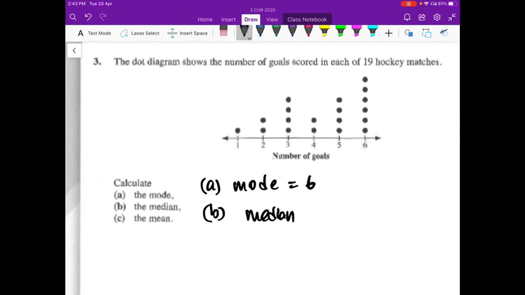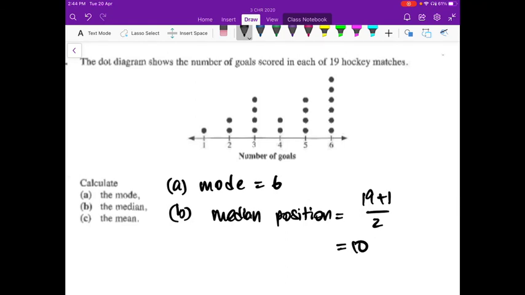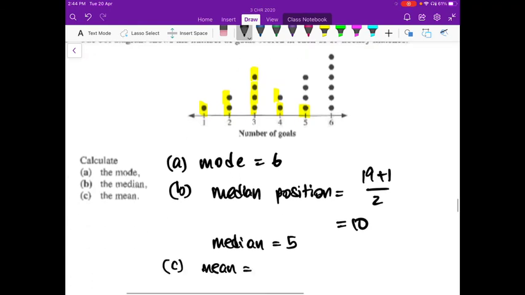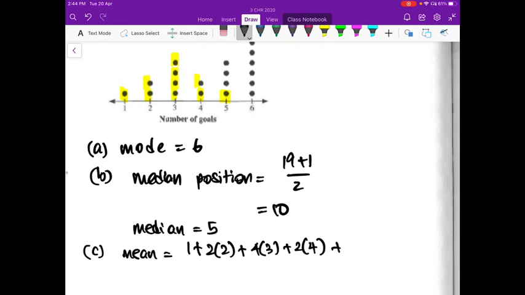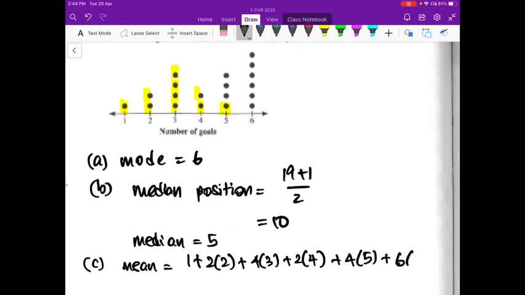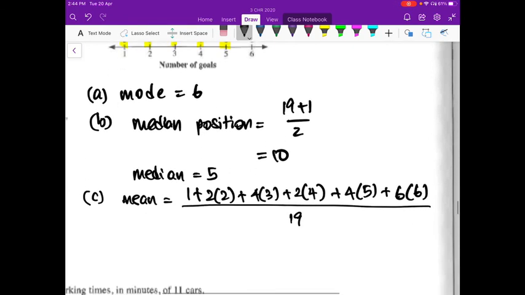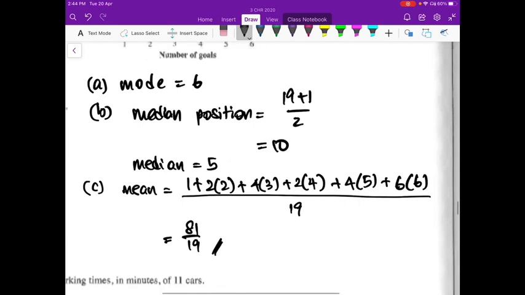Median. So the median position is number 10. 1, 2, 3, 4, 5, 6, 7, 8, 9, 10. Okay, so for the mean, just add everything up and divide.